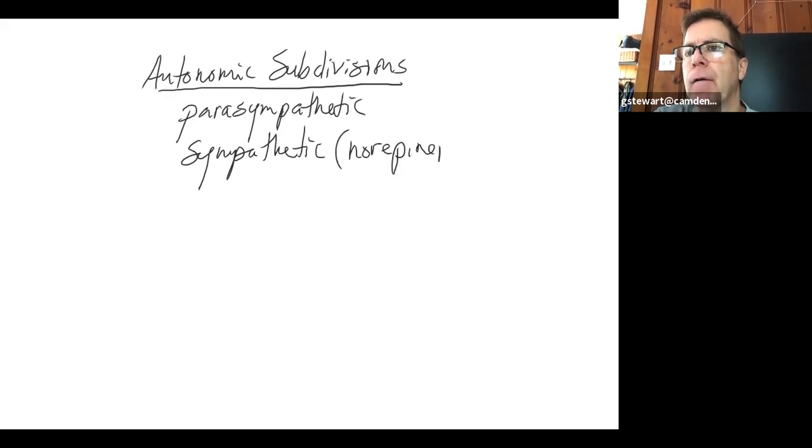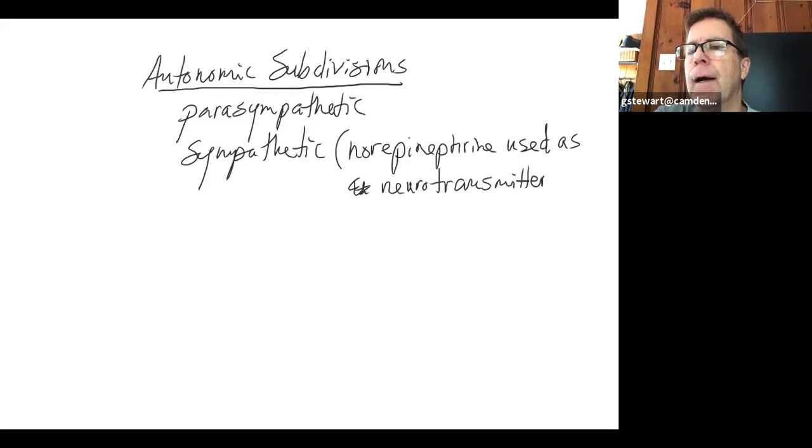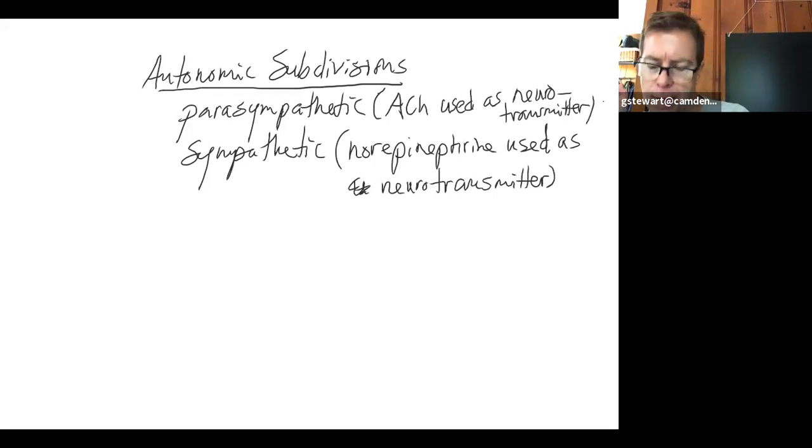What I was going to say is that it's the sympathetic division that at the effector uses norepinephrine as neurotransmitter. And the parasympathetic uses acetylcholine as neurotransmitter. I'll talk more about these subdivisions at our next lecture, okay?